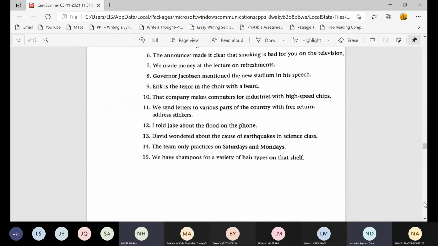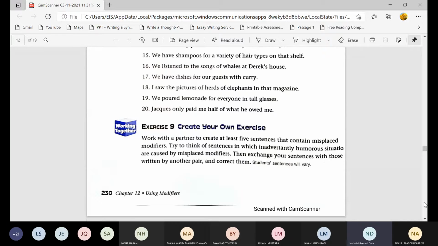Yes, dear. Okay, and then do you see now, girls, the book? Yes. 19, Sarah. We poured lemonade in tall glasses for everyone. Yes, dear. 20, Lujain. Is it correct? It is about the rule of only. Paid me only half. Excellent, paid me only half. Because if he only paid me, it means he paid me only. He didn't pay anyone else.